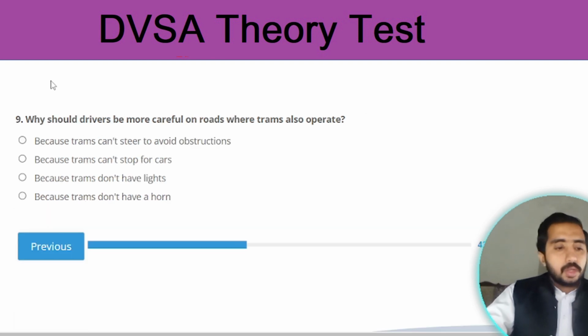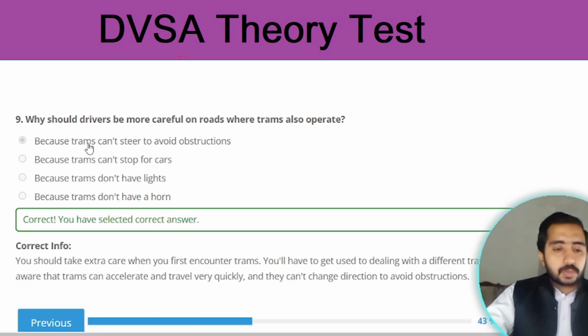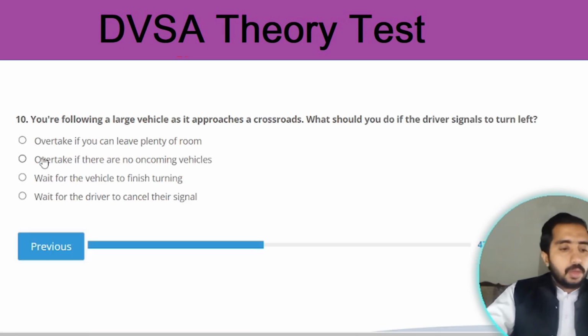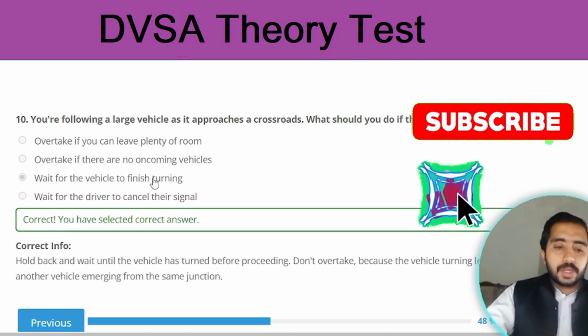Next question. Question number 9. Why should drivers be more careful on roads where trams also operate? The correct answer is option A. Next one. You are following a large vehicle as it approaches a crossroad. What should you do if the driver signals to turn left? The correct answer is wait for the vehicle to finish its turning.